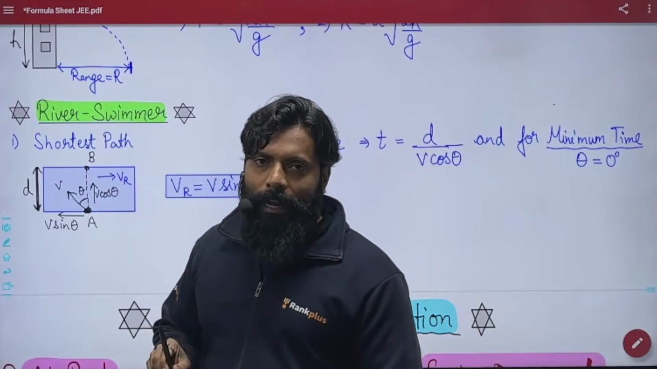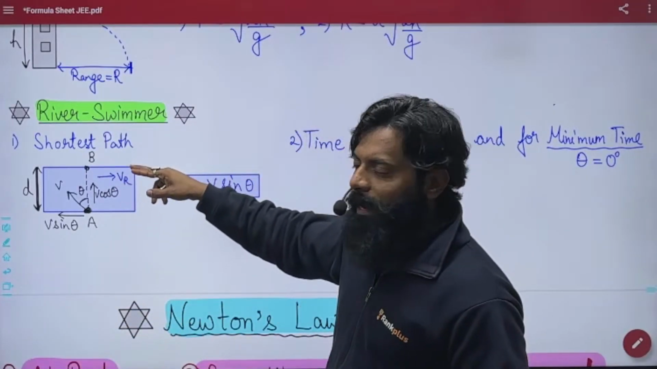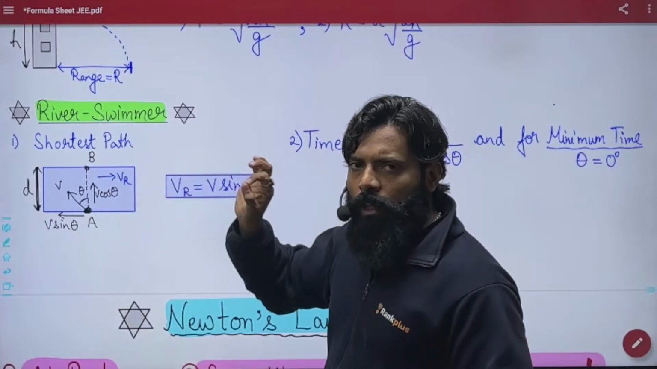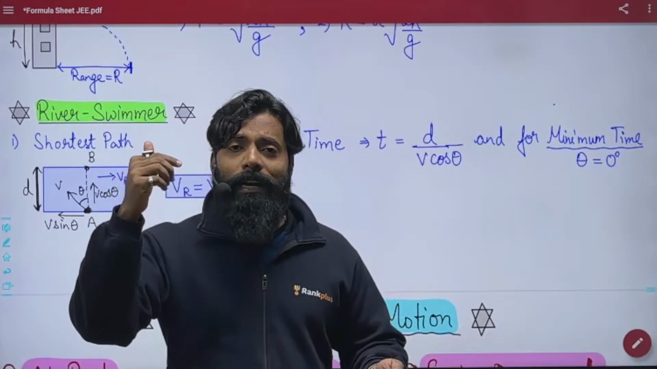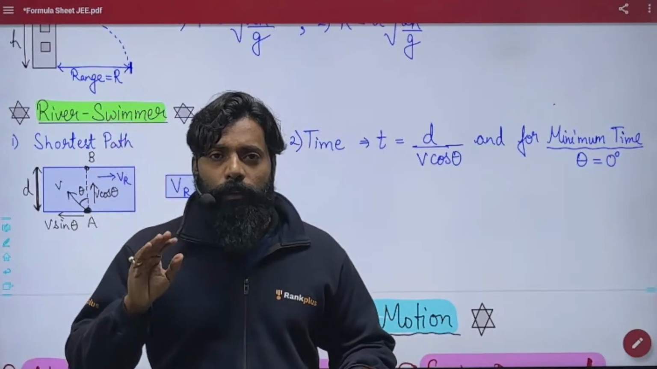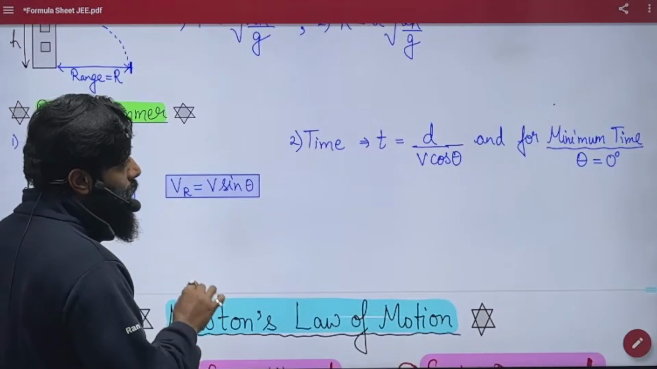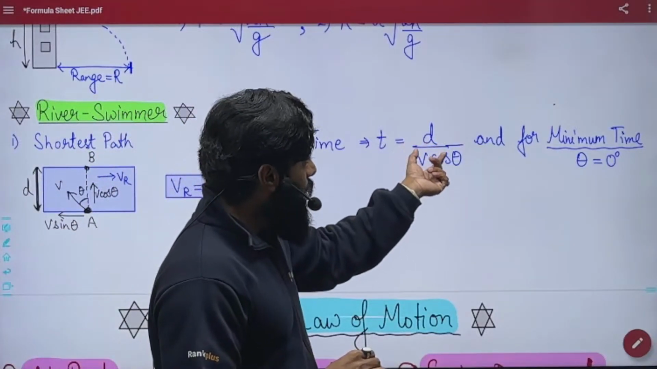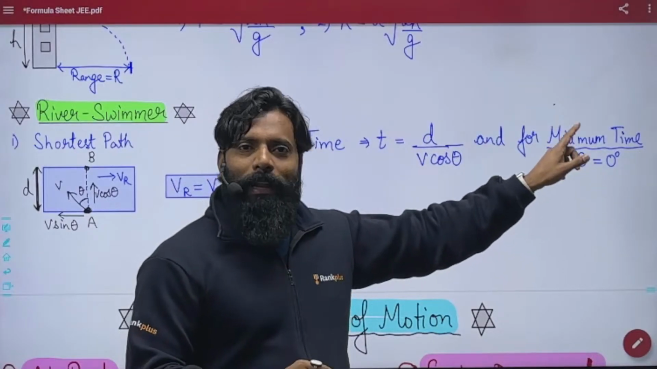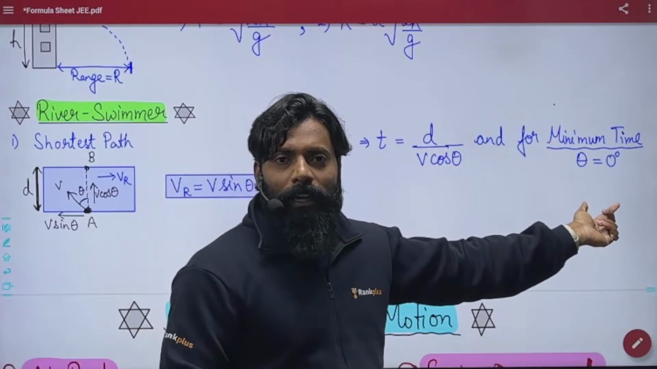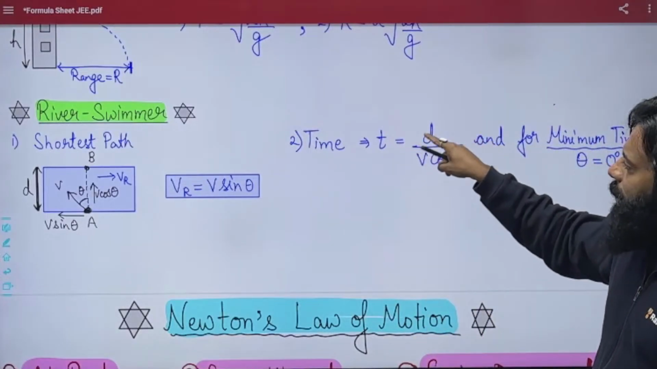And to get the time, as we know, to cover the distance between the two banks, I need to travel this distance. The formula for getting the time is very, very simple. It simply says that you keep the distance divided by the velocity, and the velocity which helps us to cross the river is v cos theta. So t is equal to d by v cos theta. And to get the minimum time, this theta must be 0. So if theta is 0, you get t is equal to d by v.